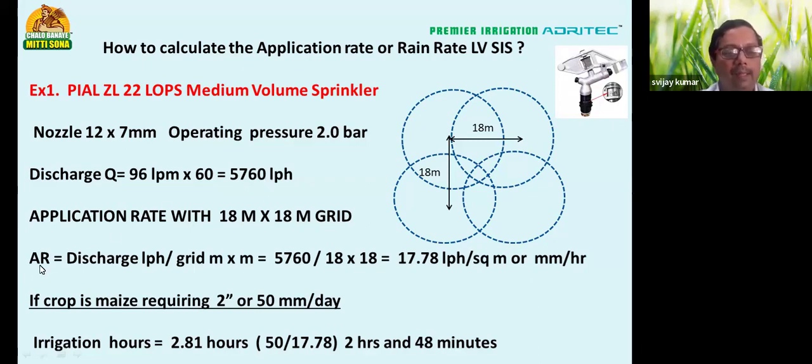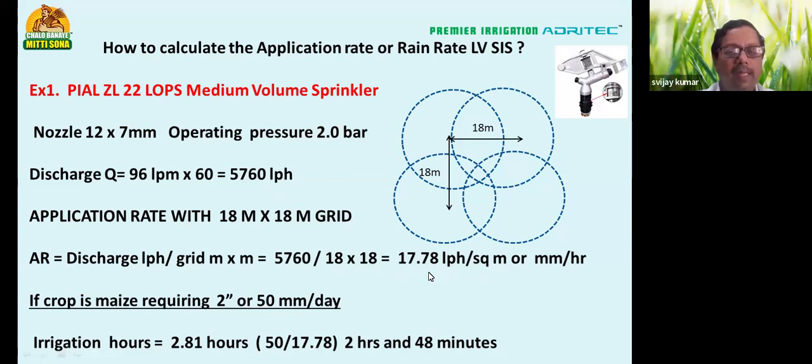So the application rate is given by the formula: discharge of that sprinkler in liters per hour divided by the grid spacing. So here it is 5,760 divided by the grid spacing, 18 by 18. So it will come to 17.778 liters per hour per square meter. I had explained this concept. Liters per hour per square meter is nothing but millimeters. That means 1 liter per square meter is nothing but 1 millimeter per hour. So you are going to apply around 17.78 millimeters per hour for that whole area when it operates for 1 hour.